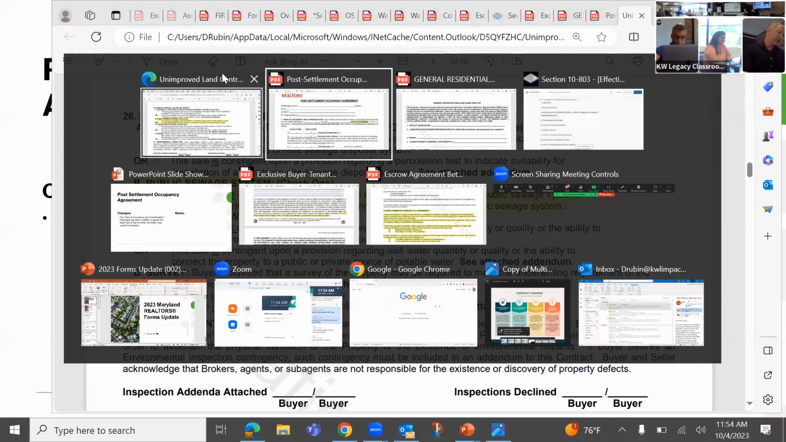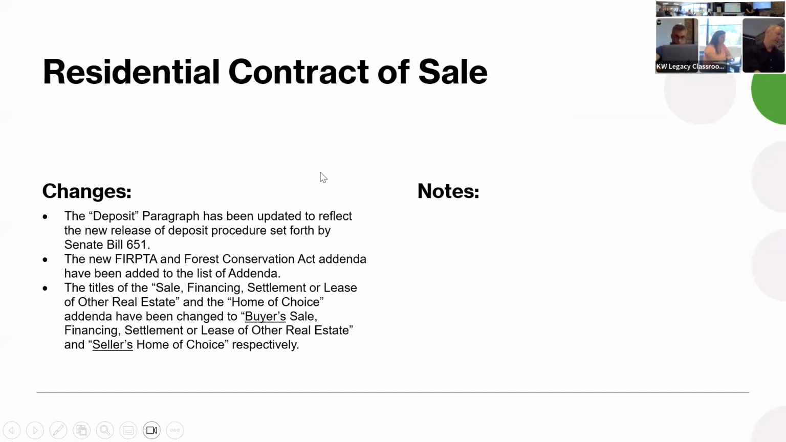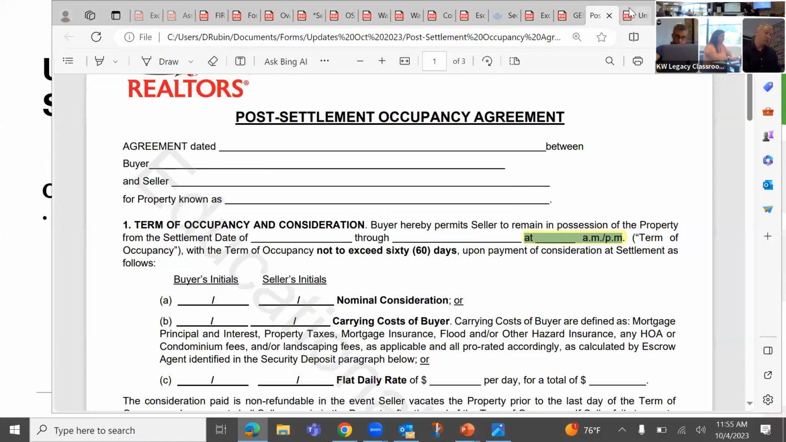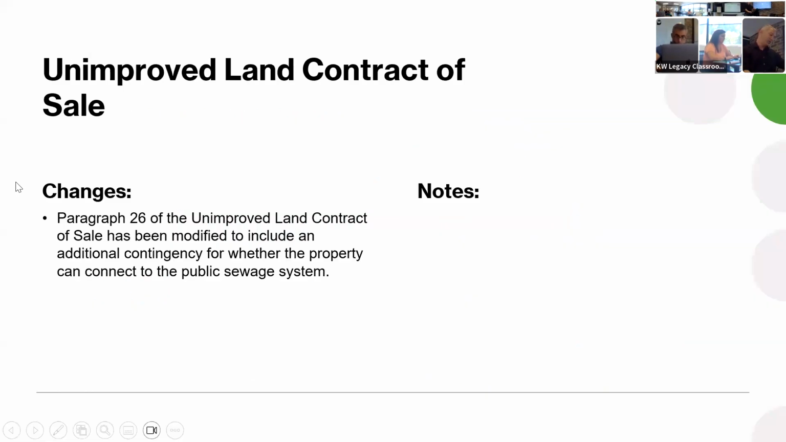And then the final change is just for selling any land. They added a contingency where you can get out of it if it can't connect to public sewage. So they just added in one little paragraph here. There's a whole bunch of contingencies. If you can't do X, I get out of it. So you can decide if it's also contingent now on the property being able to connect to public sewer.